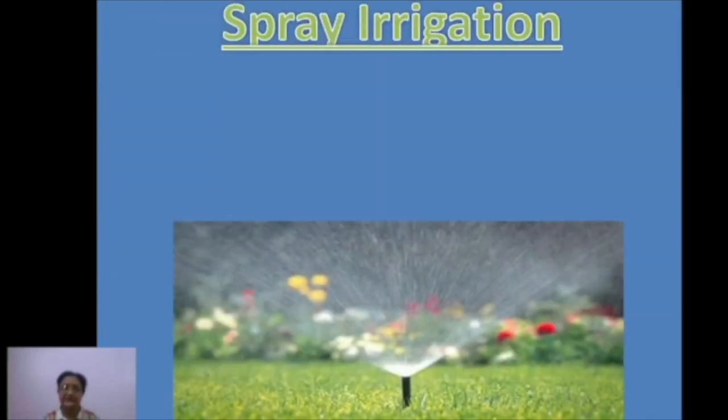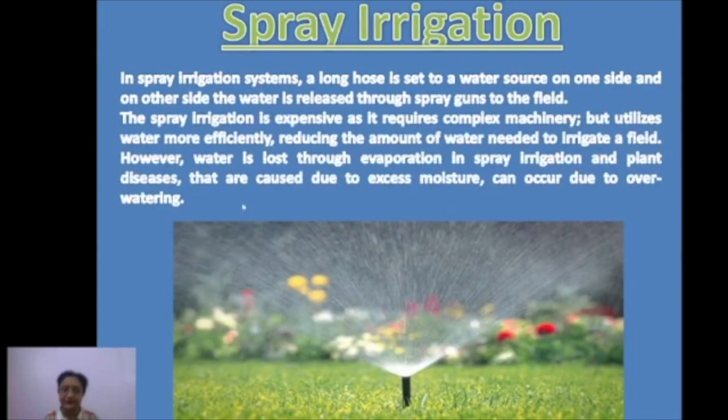Next is spray irrigation. You can see this is how spray irrigation is done. In spray irrigation systems, a long hose is set to a water source on one side, and on the other side the water is released through spray guns to the field. And spray irrigation is expensive. The hose and the spray guns and all these are quite expensive.